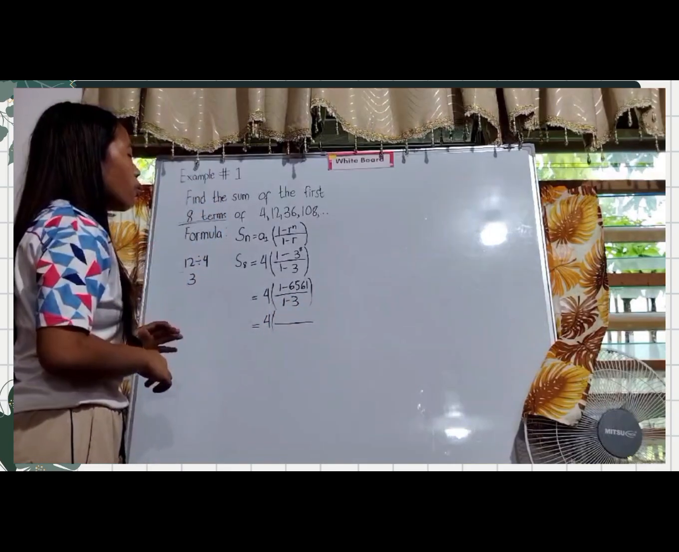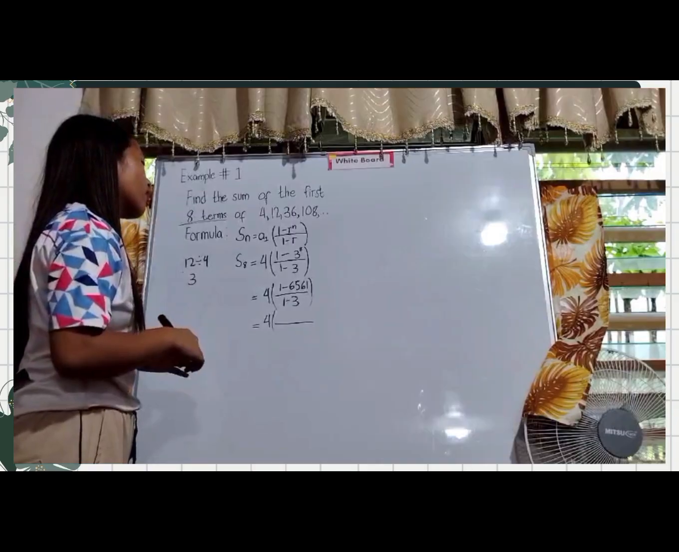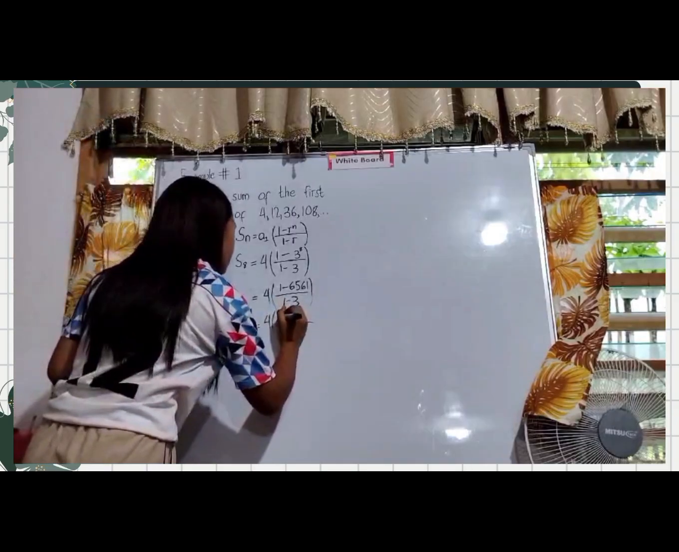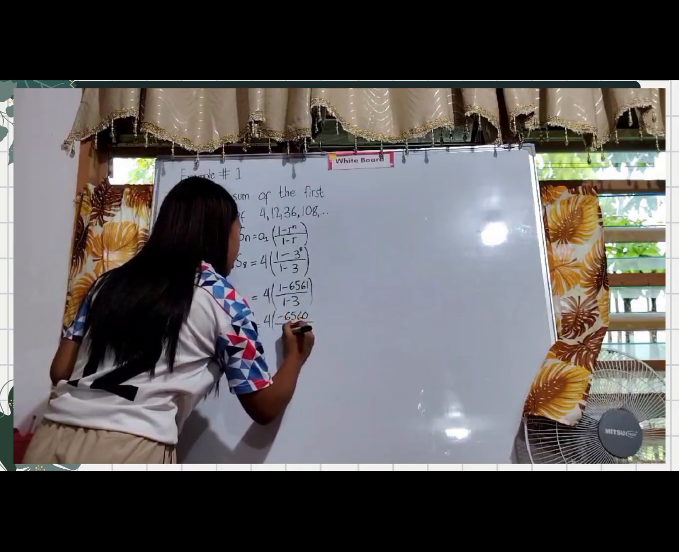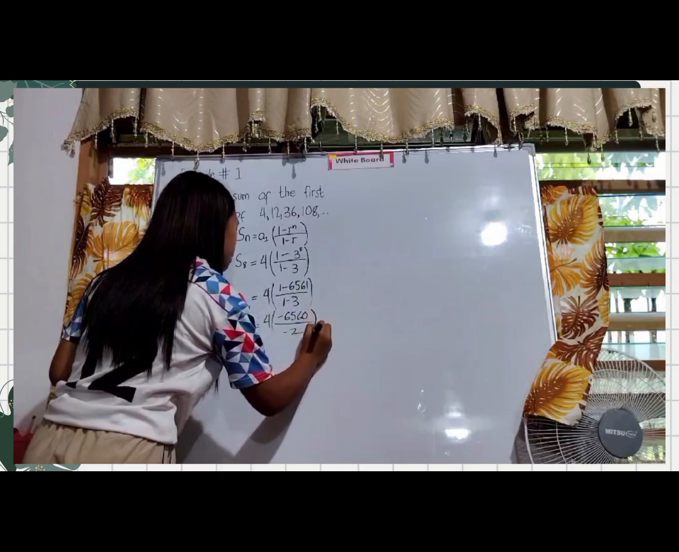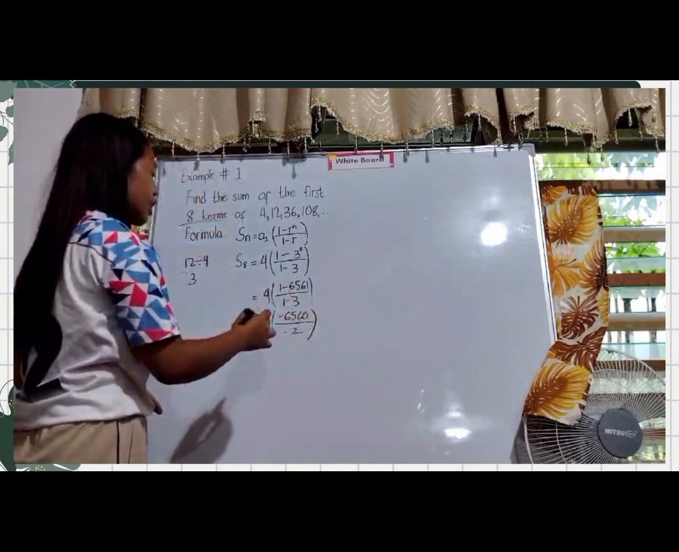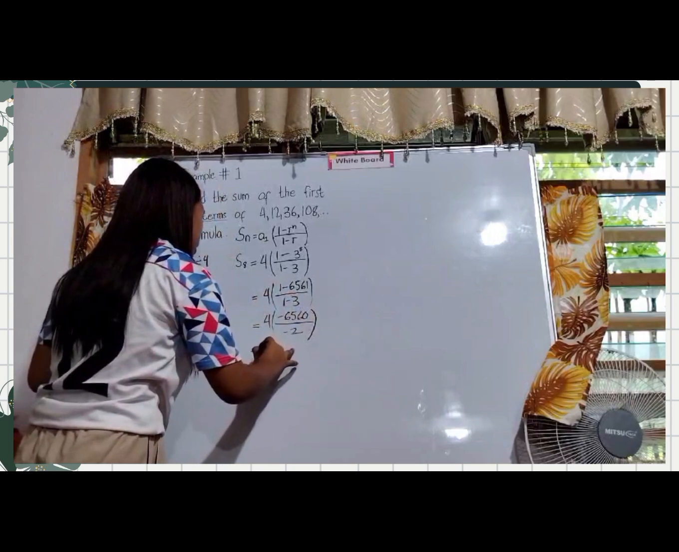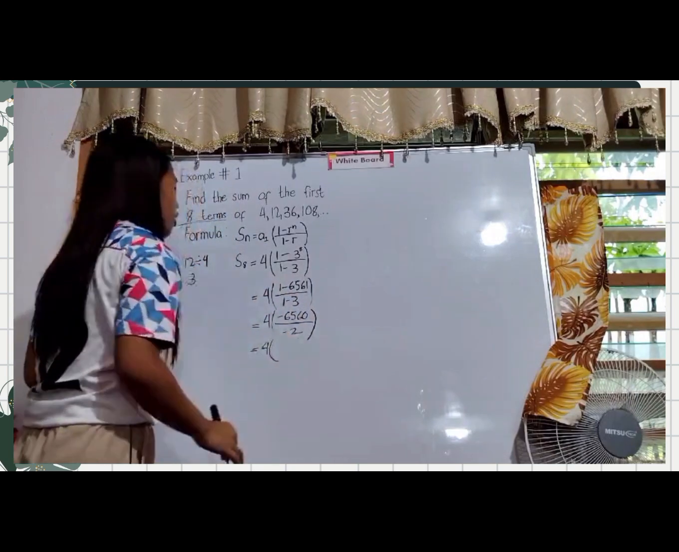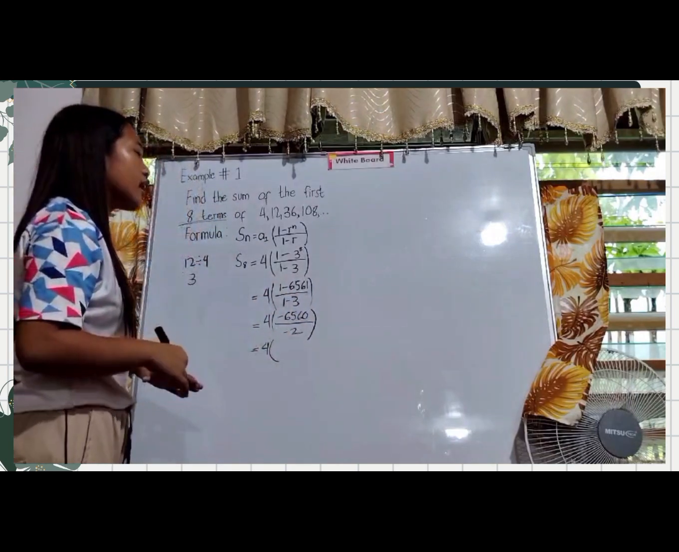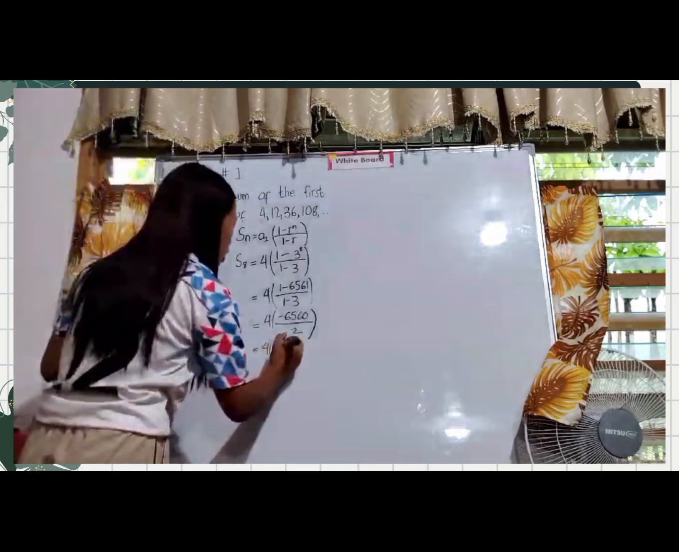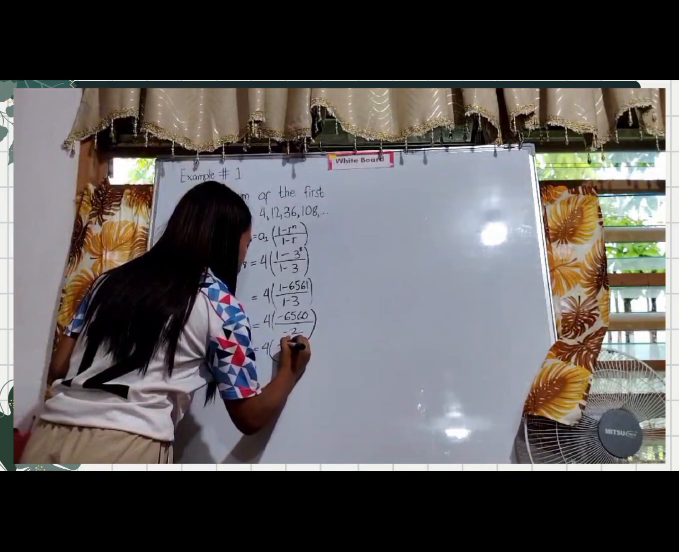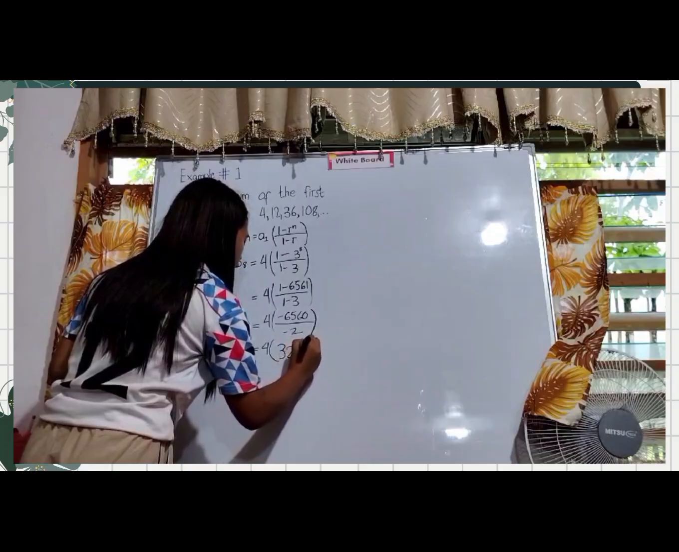So 1 minus 6,561 is negative 6,560, over negative 2, because 1 minus 3 is negative 2. So let's divide it. Negative 6,560 divided by negative 2 will be positive 3,280.